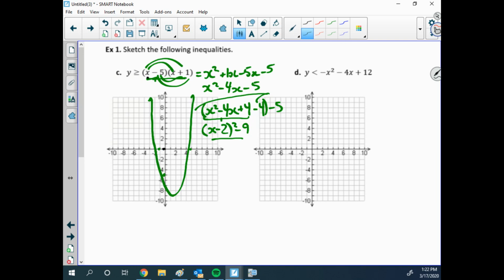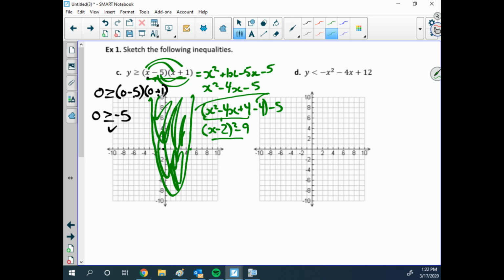So I'm asking myself, is 0 greater than or equal to 0 minus 5 times 0 plus 1? So is 0 greater than or equal to negative 5 times negative 1? So is 0 greater than or equal to negative 5? Yeah, it is. So I would shade everything in here because that is part of the solution set.